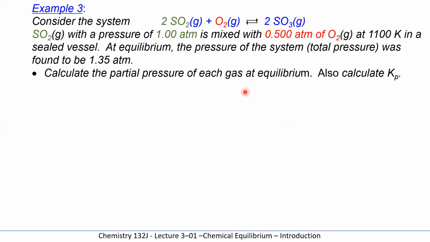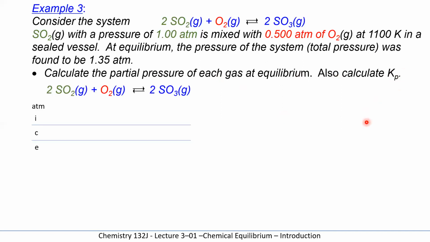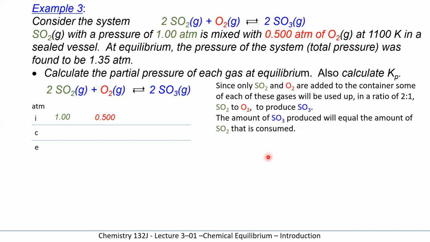So let's calculate the partial pressure of each gas at equilibrium. Also calculate the equilibrium constant Kp, because we're using pressures of gases, it's called a Kp. So now there's our equilibrium. We make an ICE table. We're going to input the data that was given in the question. So we were told the original amounts in atmospheres of SO2, O2, and we were also told the total pressure.